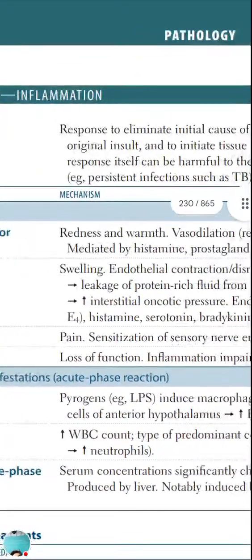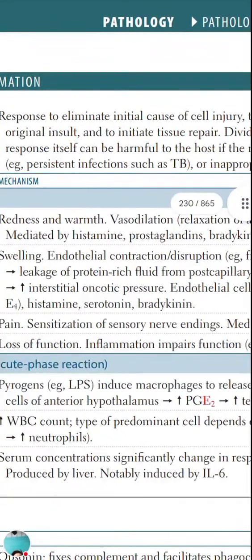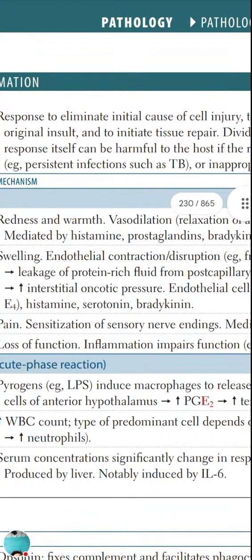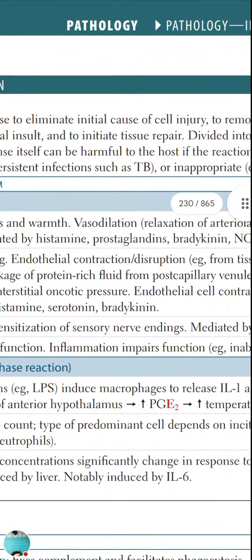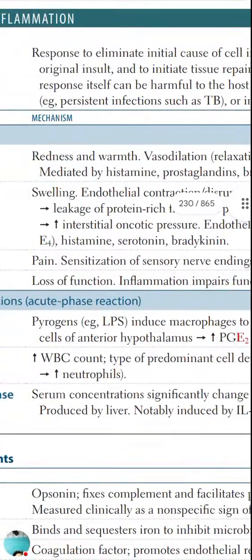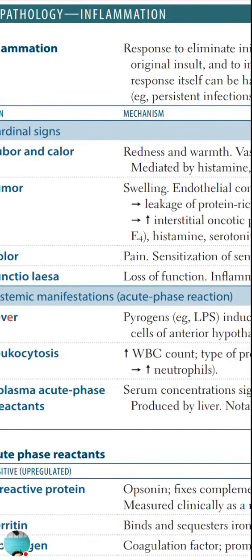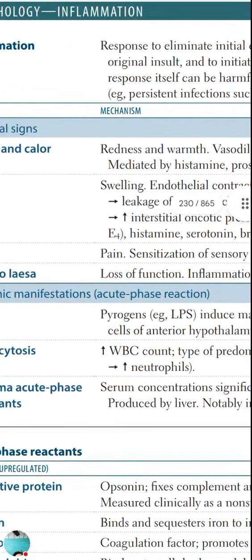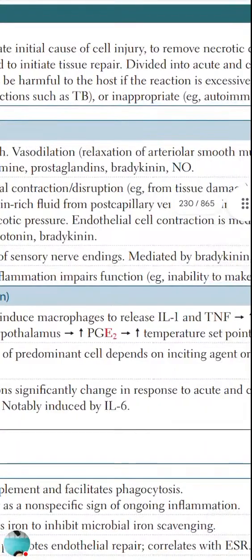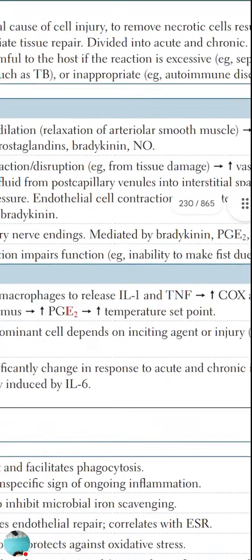Tumor means swelling due to endothelial contraction, disruption from tissue damage, more protein leak, and interstitial oncotic pressure is increased. Endothelial cell contraction is mediated by leukotriene D4, C4, histamine, serotonin, and bradykinin. That's why tumor happens. And dolor means pain, which is synthesized by sensory nerve endings mediated by bradykinin, prostaglandin E2, and histamines. This is very important to memorize, that prostaglandin E2 and histamines mediate the inflammation.